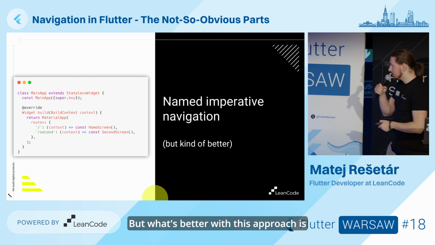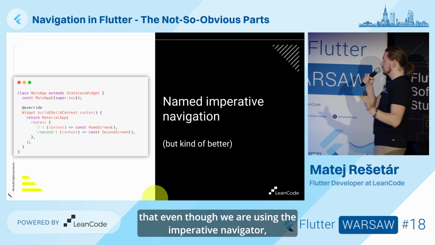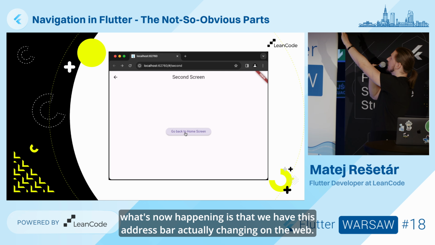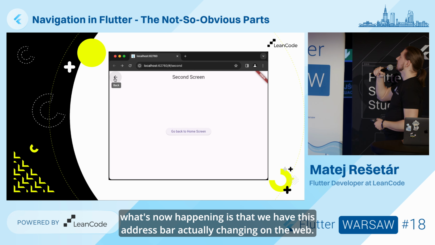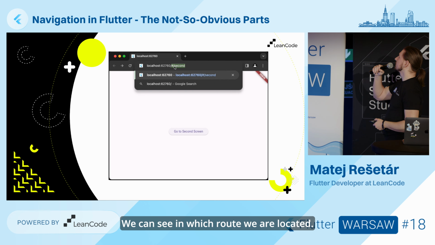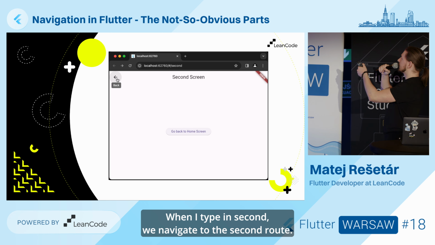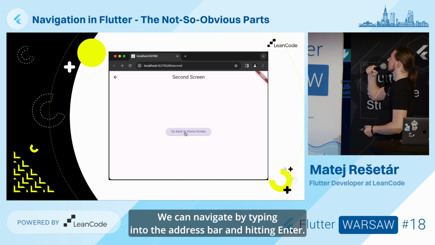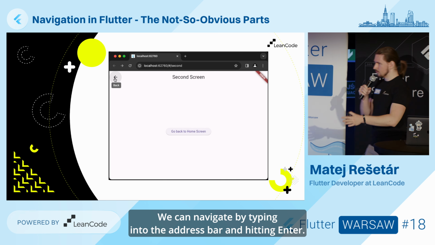But what's better with this approach is that even though we are using the imperative navigator, what's now happening is that we have the address bar actually changing on the web. So we can see in which route we are located. And when I type in second, we navigate to the second route. So we can navigate by typing into the address bar and hitting enter.